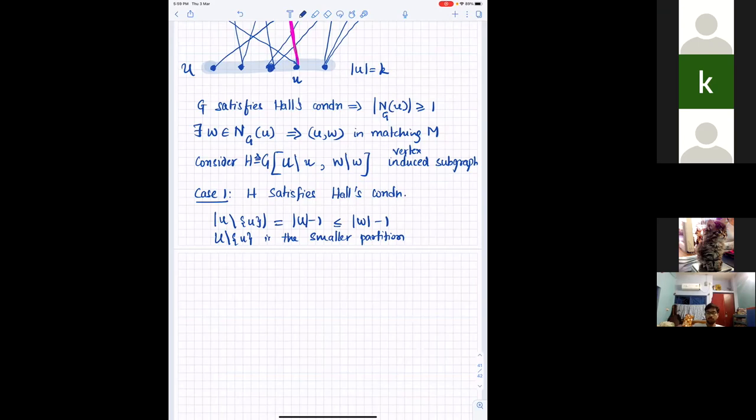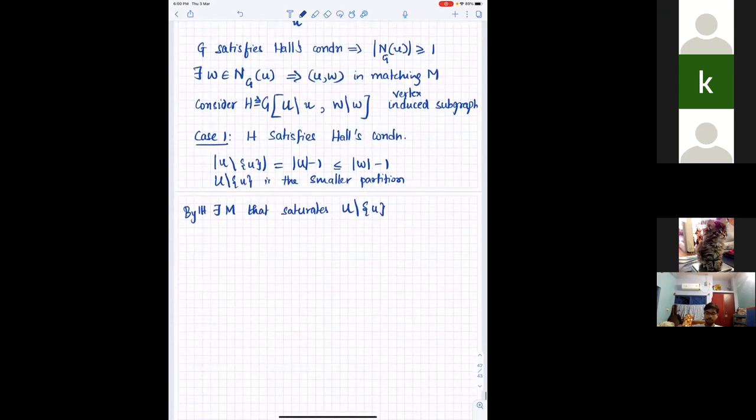So you know that this is the smaller partition, and by the inductive hypothesis, I know that there is a matching M that saturates U minus u. So now, can someone say how to construct a matching for G from this? This is a matching in H. By the inductive hypothesis, I know that H has a matching that saturates all the vertices here. So what is the matching in G?